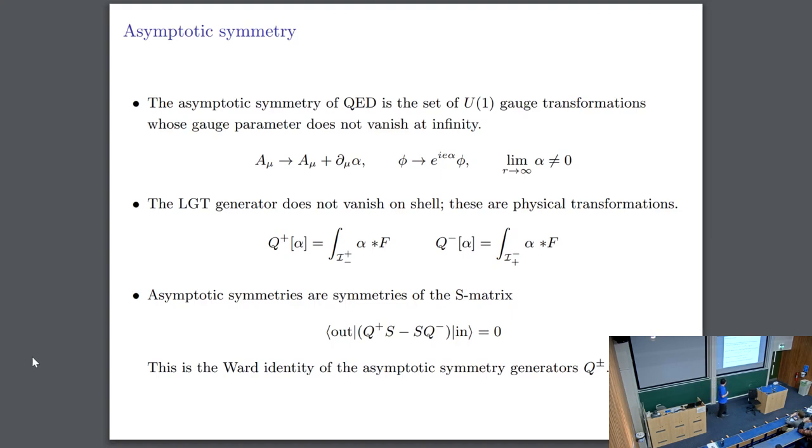Now, the asymptotic symmetries turn out to be symmetries of the S matrix. So what that means is if we compute the commutator between the scattering matrix and the generators of these transformations, and then sandwich them between in and out states, then this turns out to be 0. And this equation is called the Ward identity of the asymptotic symmetry generators.